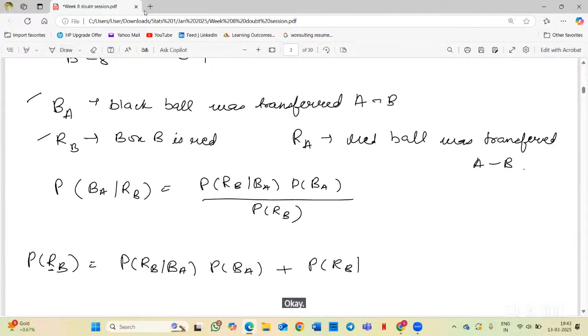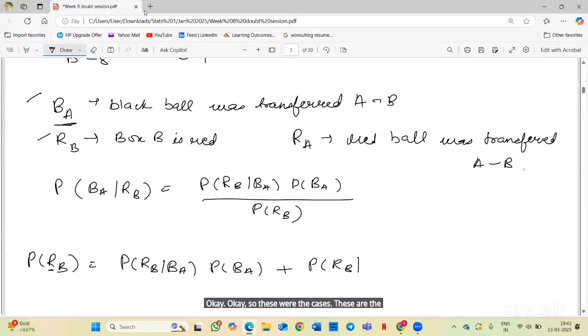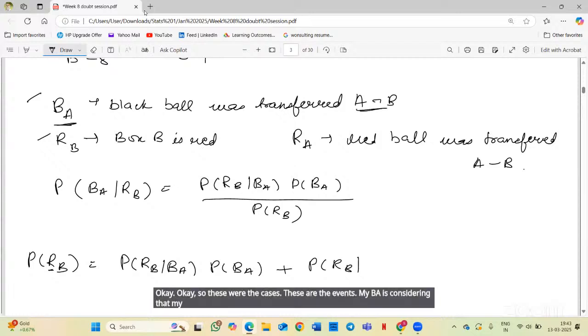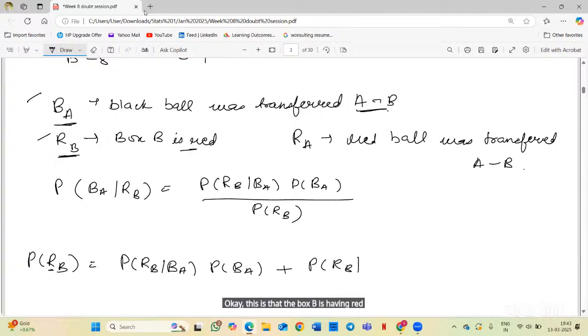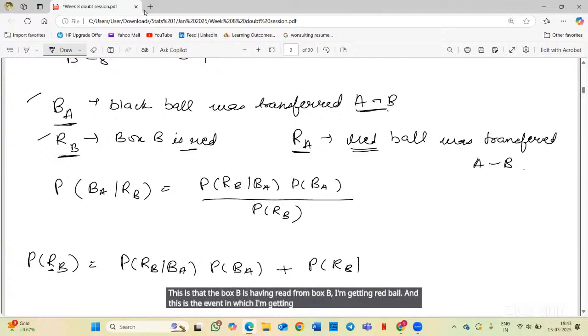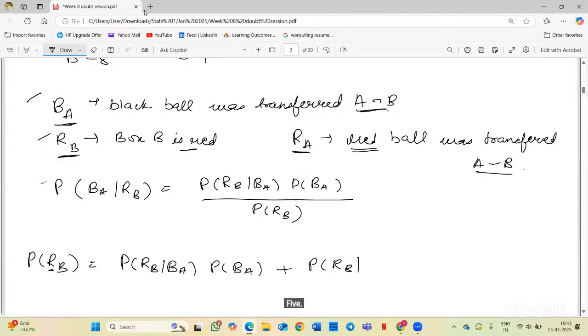Okay, so these are the events. BA is the event that the black ball was transferred from A to B. This is the event that from box B, I'm getting a red ball. And this is the event in which a red ball was transferred from A to B. Fine. And this is the conditional probability that they have asked.